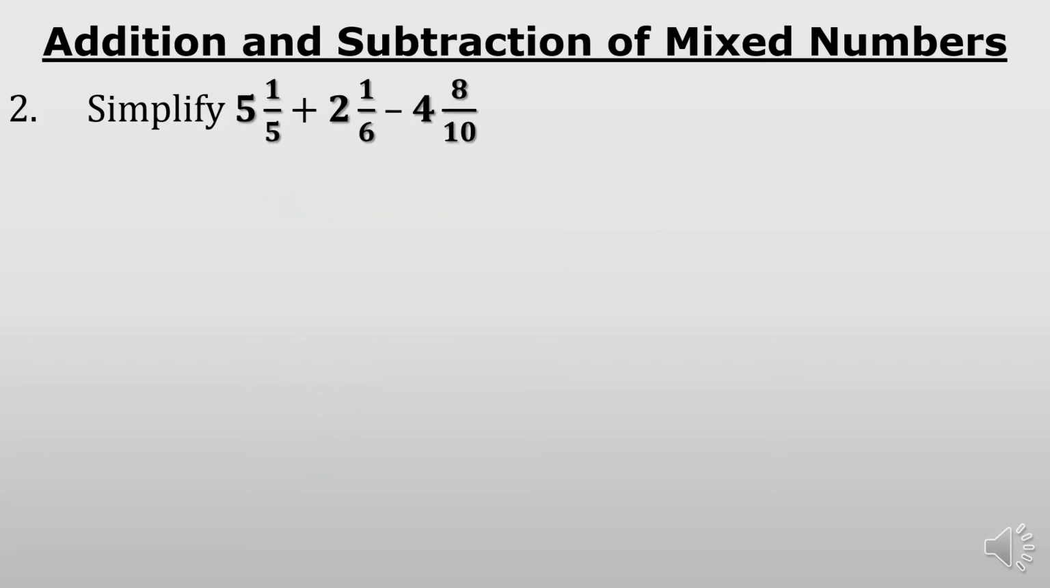Simplify 5 number 1 over 5 plus 2 number 1 over 6 minus 4 number 8 over 10. And please don't start speed guessing because you're having 3 fractions, even if they're up to 10, 20. Same procedure, that's mathematics, you get the answer. So dealing with our whole numbers, I'm having 5 plus 2 and minus 4. 5 plus 2 is 7. 7 minus 4, I have 3. So my whole number is 3.